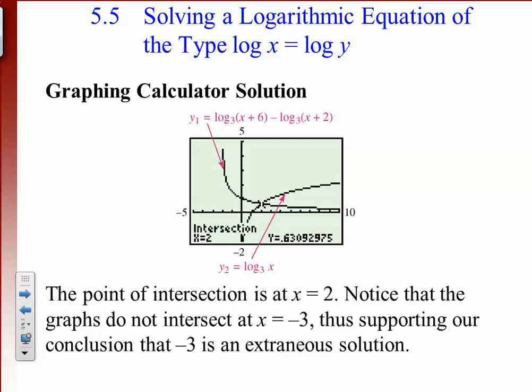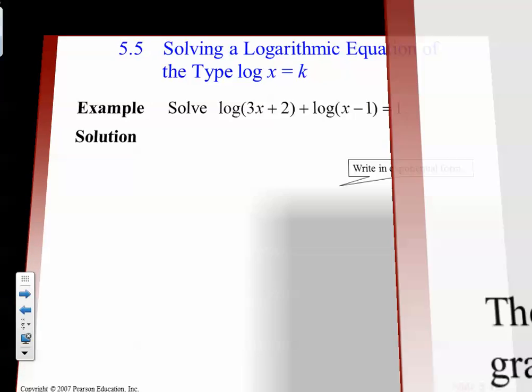Okay, you can also solve it graphically on your calculator. Graph the two functions, right? You graph y1 up here, looks like that, and y2 looks like that. Use the calculator to find the intersection. And notice that the intersection is at 2 like we thought and not at -3, so that was good.